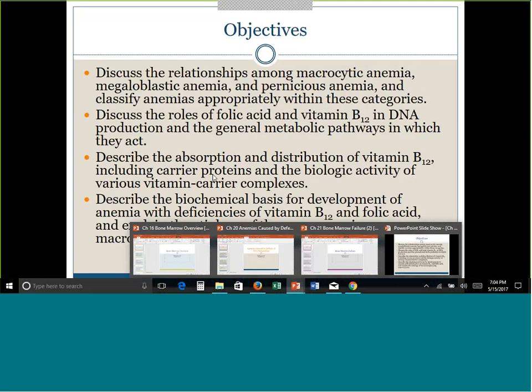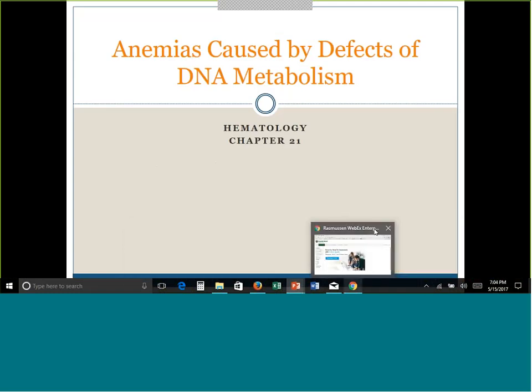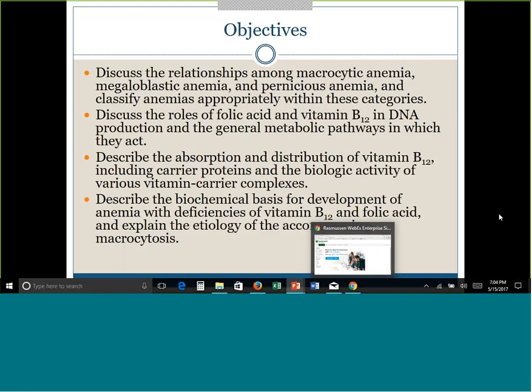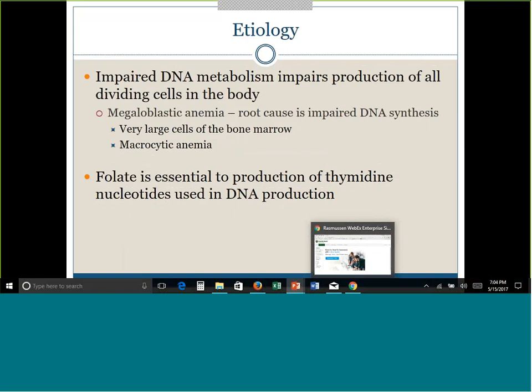Okay. I don't know why my thing's doing that. Okay. All right, so we're going to skip through the objectives. Sorry, I'm just trying to figure out something on my computer. We're going to skip over the objectives. You can read them later.